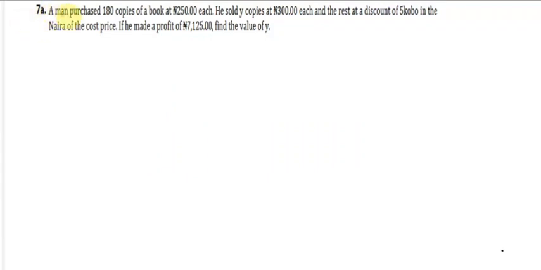and purchased 180 copies of a book at 250 naira each. He sold Y copies at 300 naira each, and the rest at a discount of 5 kobo in the naira of the cost price. If he made a profit of 7,125 naira, find the value of Y.